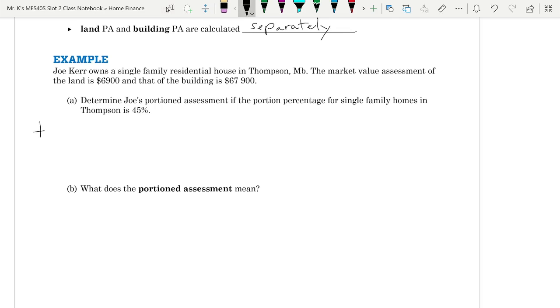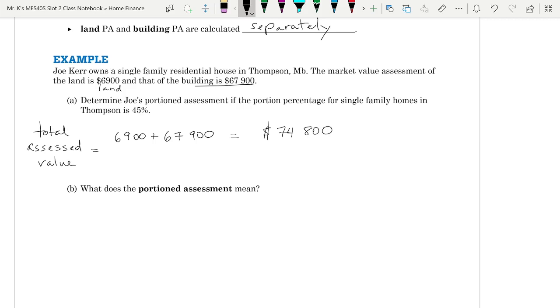First of all, we're going to find our total assessed value. So we'll take the two different numbers, the one for the land and the one for the building, and we'll add them together. So $6,900 for the land and $67,900 for the building. That's going to give us a total value of his property of $74,800.